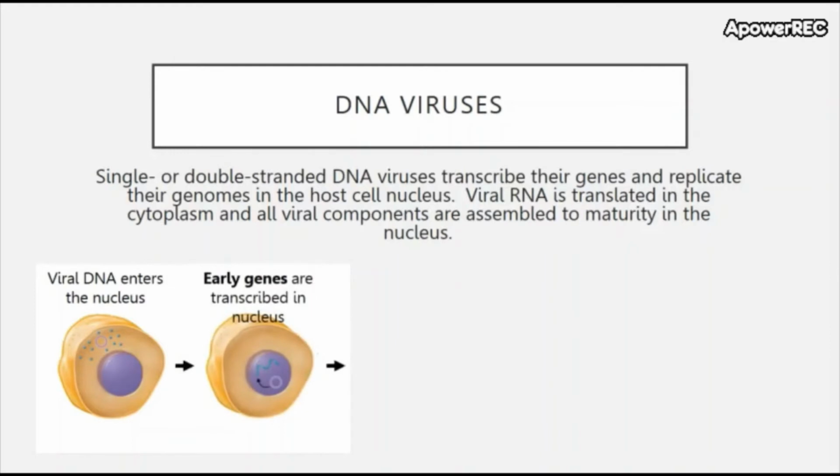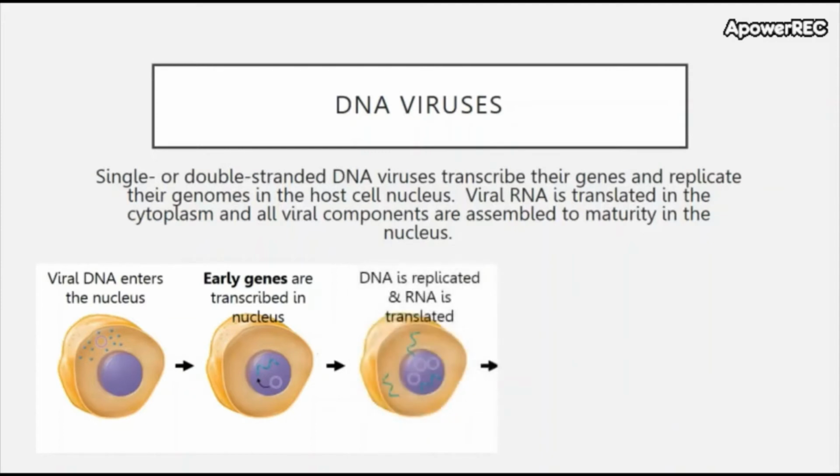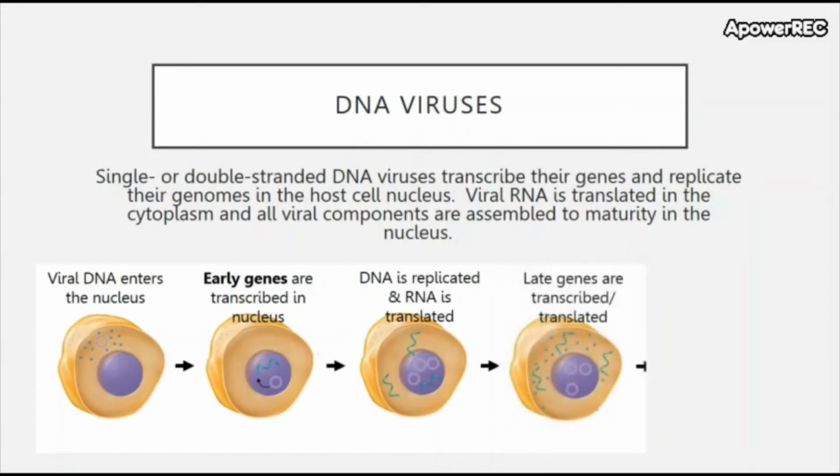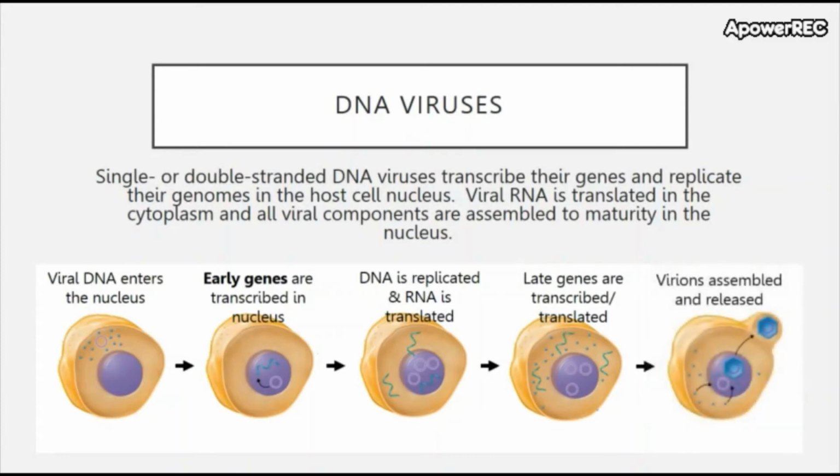So how does this occur? Well, the viral DNA enters the nucleus, and early genes are transcribed in the nucleus. Early genes are like the first set of genes that need to be transcribed for the virus copies to be made. The DNA is replicated and RNA is translated. And then finally, the late genes are transcribed and translated. These are genes that have to do with the final touches on producing more viruses. And then these virions are assembled and released.